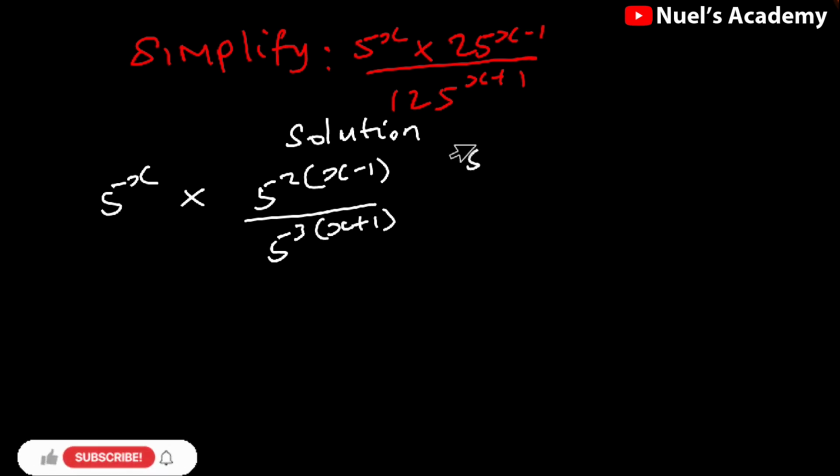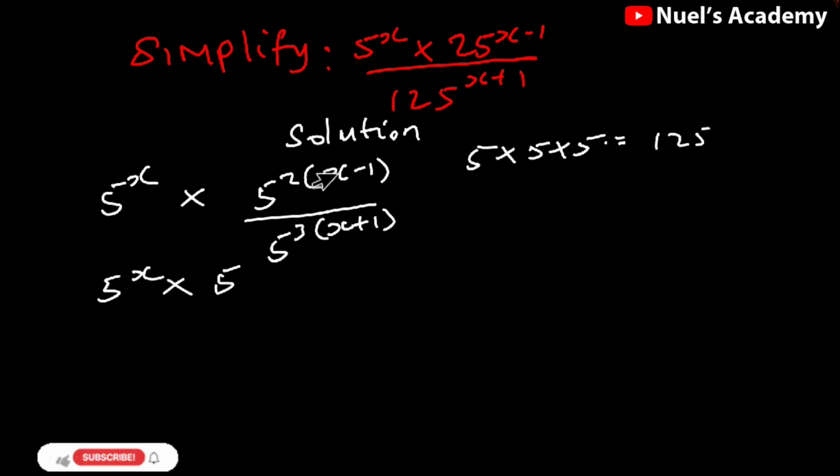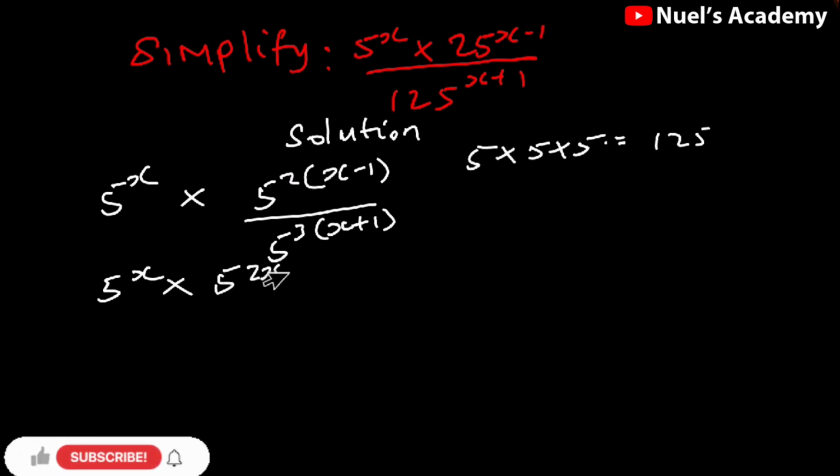Now 5 times 5 times 5 is equal to 125. 5 times 5 is 25. 5 times 25 is 125. So we have 5 raised to the power x multiplied by, then 5, 2 times x is 2x, then minus 2 times 1 is 2, then all over 5 raised to the power 3 times x is 3x, then plus 3 times 1 is 3.